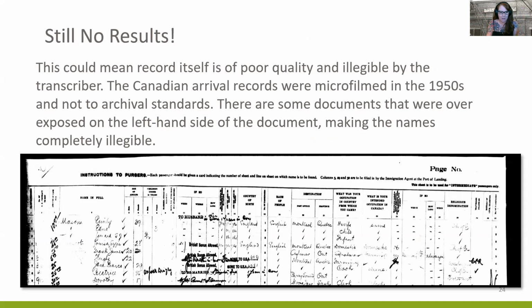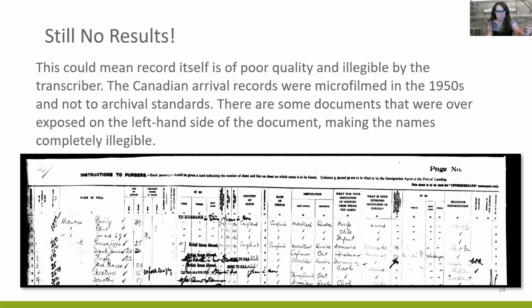As you can see, the first surname you can see is Emily Mason, but then anything after that is just completely faded and not transcribed. And this is unfortunately fairly common in this collection. It's because the arrival records were microfilmed in the 1950s, and they were not microfilmed to archival standards. So there are some quality issues.